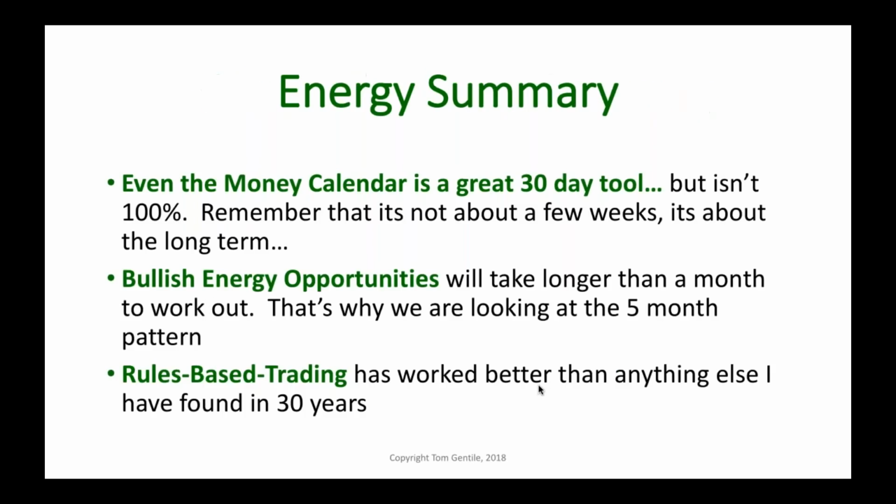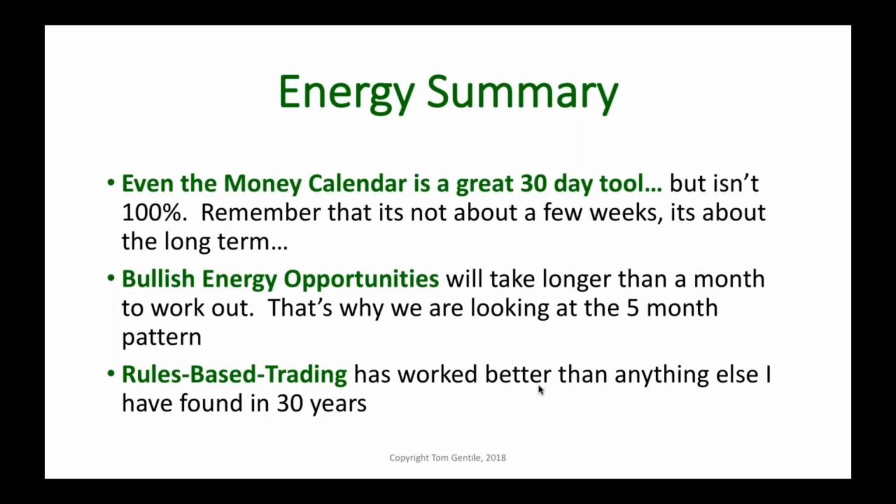So let's talk about an energy summary, and then I want to show you another pattern. Even the money calendar is a great 30-day tool. But remember, it's not 100%. In fact, I was with our partners last year, and we did a whole analysis of the money calendar in 2017. We're always looking at 90% plus days, so 90% or better historical probabilities, but we were around 75 to 80% when it came to actually going through the year. And I was very happy with that, but I'm always striving to do better and better each year.